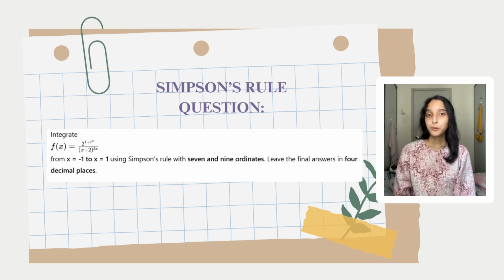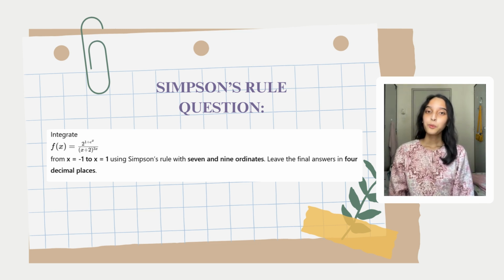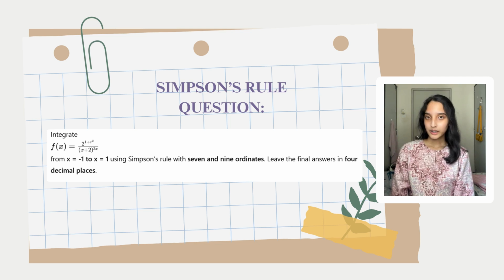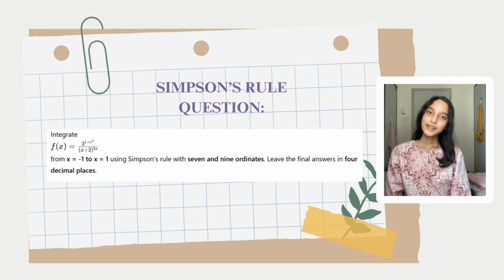This is the following question given by the lecturer, which is to integrate the following function from x equals -1 to x equals 1 using Simpson's rule, with 7 and 9 ordinates. Answer should be in 4 decimal places.